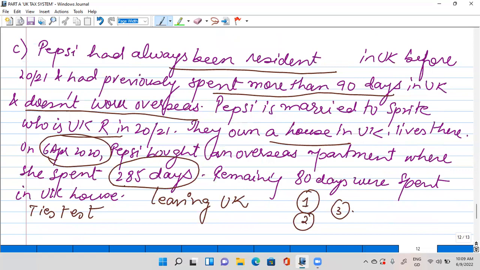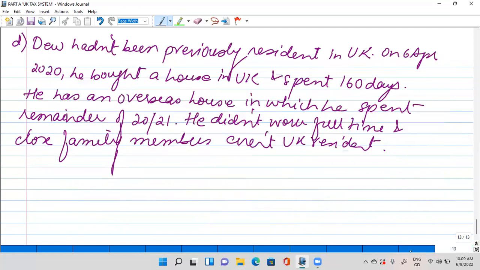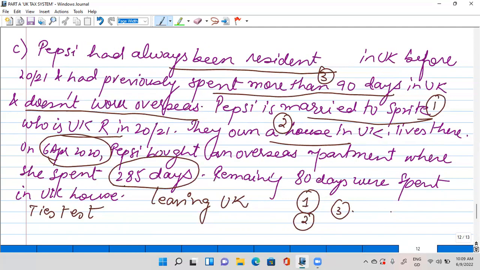I'm just writing out the ties over here. The first tie is close family: she is married to Sprite. Yes, this is the first tie that has been made. Second, this is the tie. And the third one, she has spent more than 90 days in the UK. Yes, she will be considered a UK resident. She will have to pay tax for that.